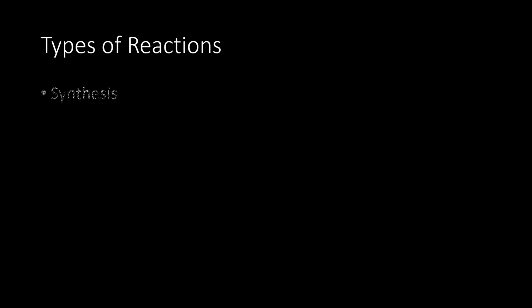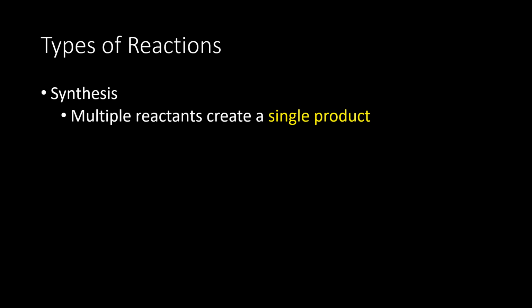So let's look at the types of reactions. The first type of reaction is a synthesis reaction. Synthesis reactions have multiple reactants that create a single product. That single product is kind of the key way to identify a synthesis reaction. So our generic format for this would be A plus B yields AB.